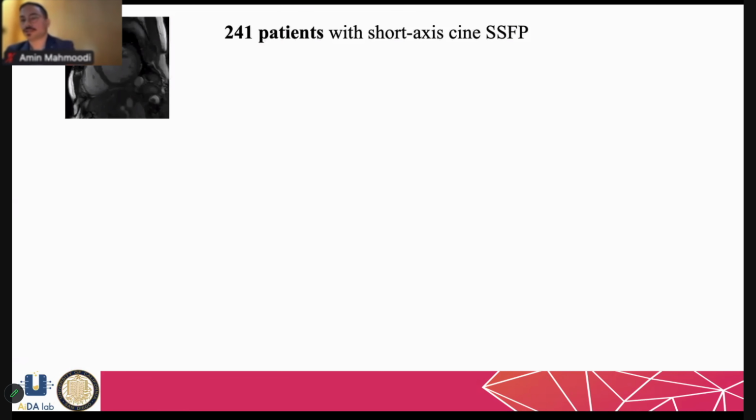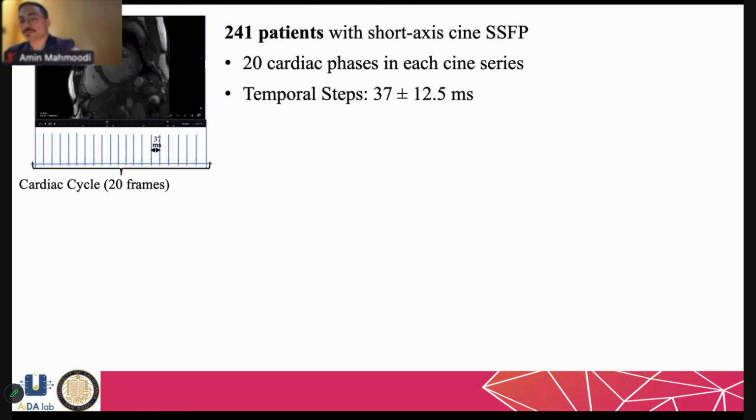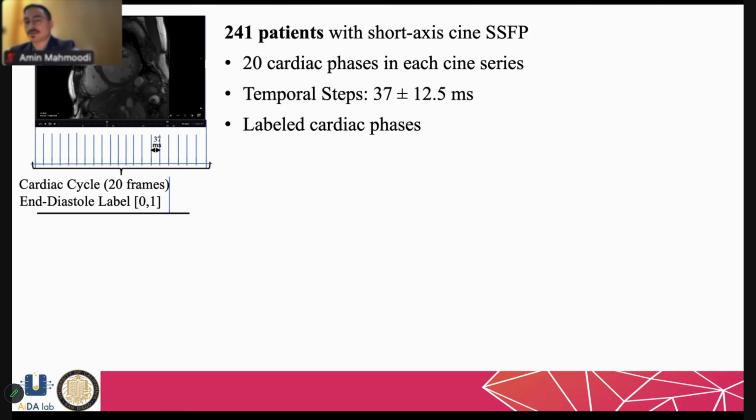Well, how we did it was we used 241 patients with short-axis cine SSFP. The reason why we use cine SSFP is that in deep learning networks, you have to provide annotated information to the model for it to learn from. It would have taken a long time for a person to annotate real-time data. The cine data has labeled cardiac phases, as I noted, based on the EKG, so we were able to leverage that information. In this case, we had 20 cardiac phases in each data set, as well as temporal steps of 37 milliseconds.